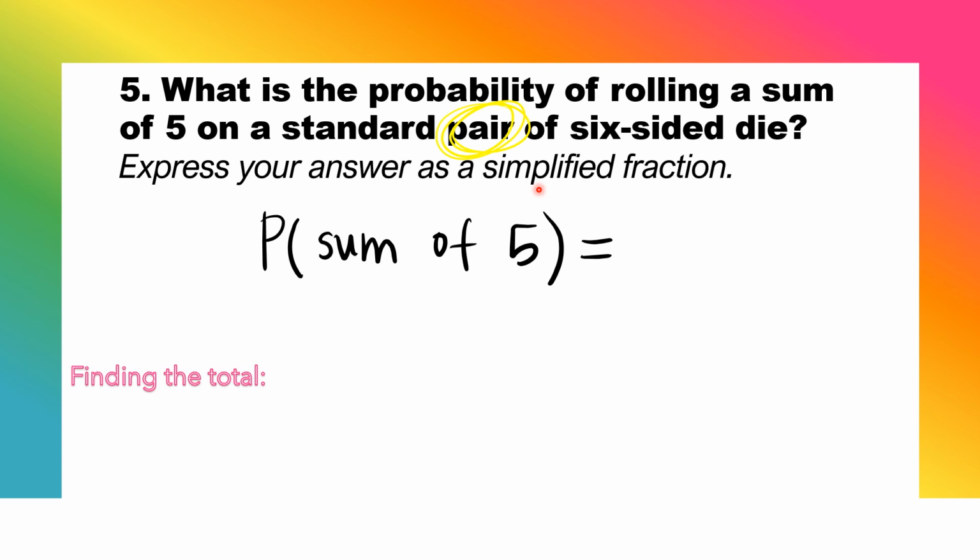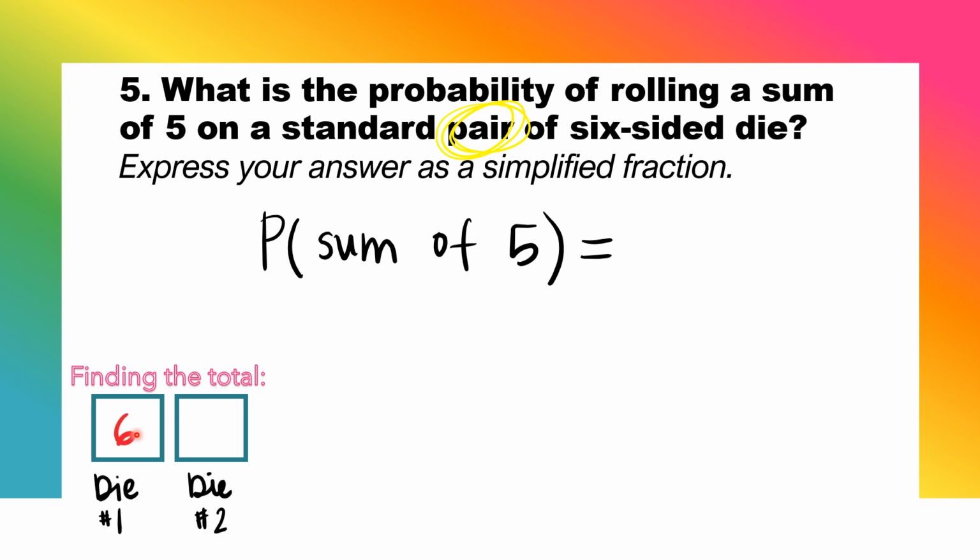Finding the total number of outcomes in the sample space, I am rolling 2 die. So I've got 2 boxes, 1 for each die. On each die, it has 6 sides, so I have 6 possible outcomes for what I could get from rolling that die. I have 6 possible numbers that might show up, and then same for the second die. Now I just multiply those to find the total number of outcomes, which is 36.